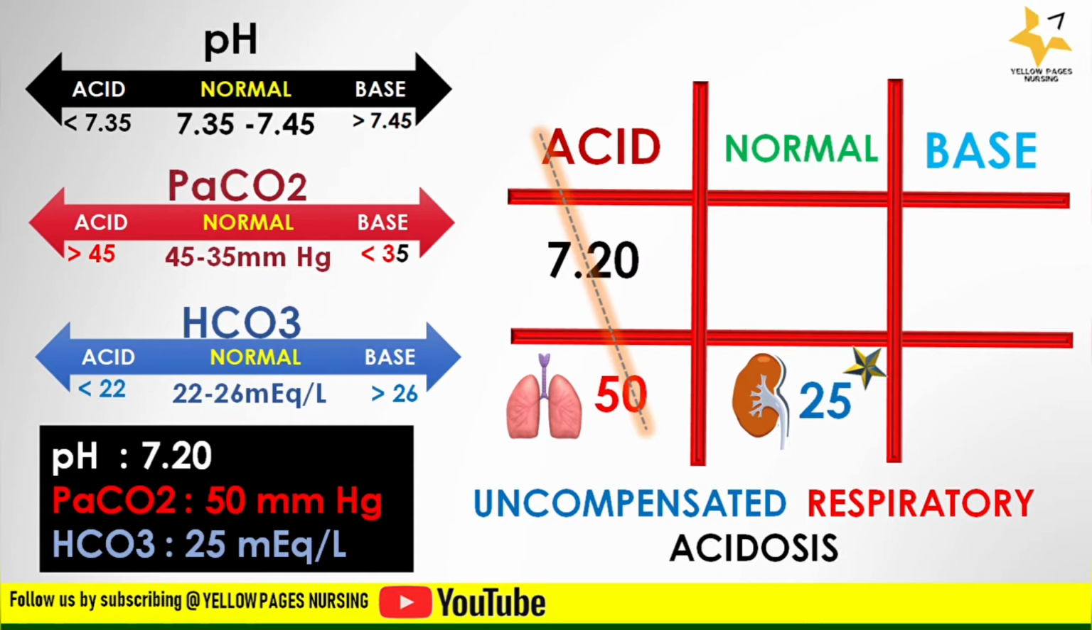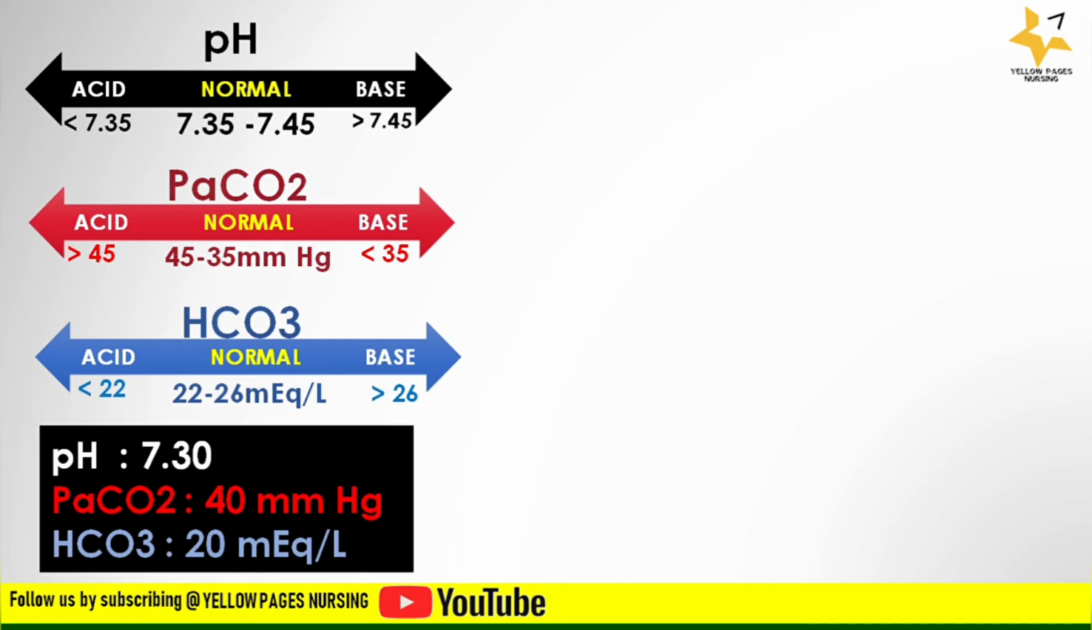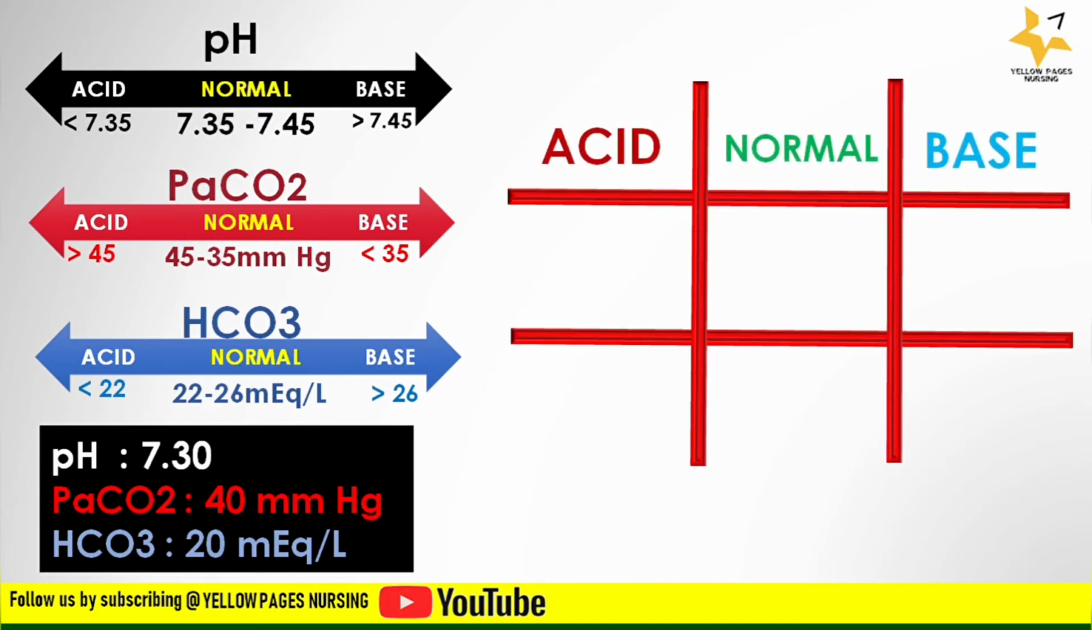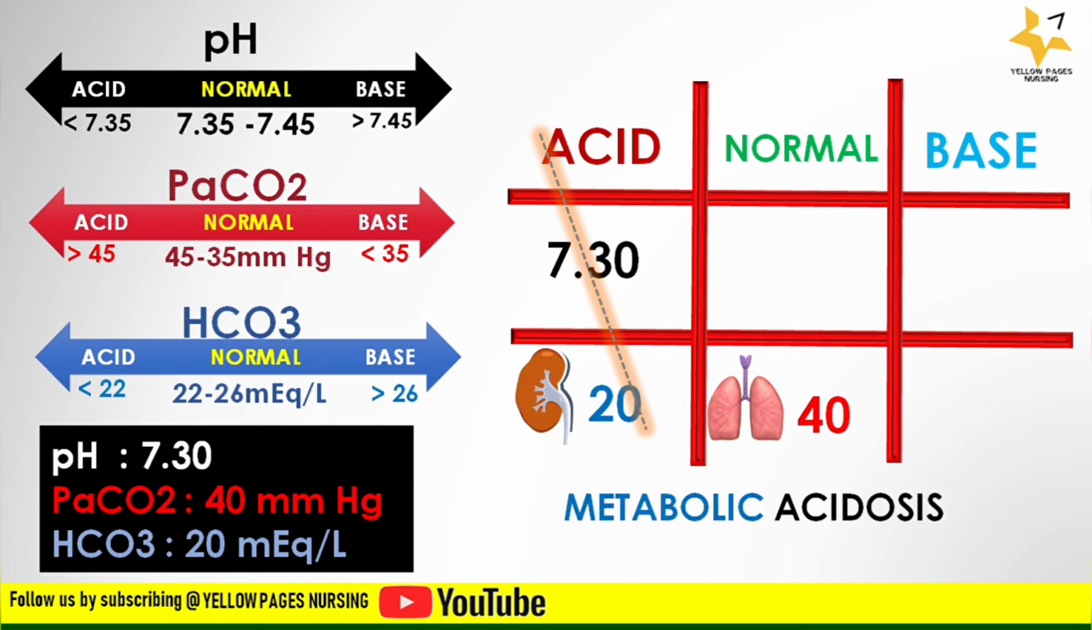Let's get into the second example. Value of pH is 7.30, value of PaCO2 is 40 mmHg and bicarbonate is 20 milliequivalent per liter. Beginning with tic-tac-toe method, value of pH falls below the normal range, which says it is in the acid state. Value of PaCO2 is 40 mmHg, which falls in the normal state. Bicarbonate is 20 milliequivalent per liter, which falls in the acidic state. And using tic-tac-toe method, we conclude that it is a metabolic acidosis.